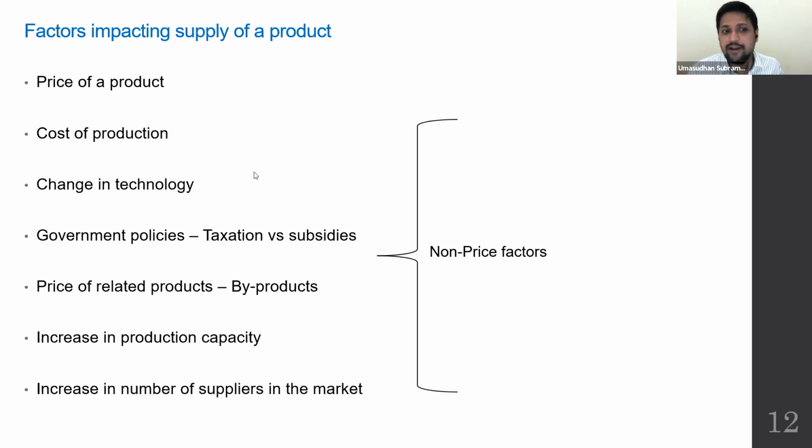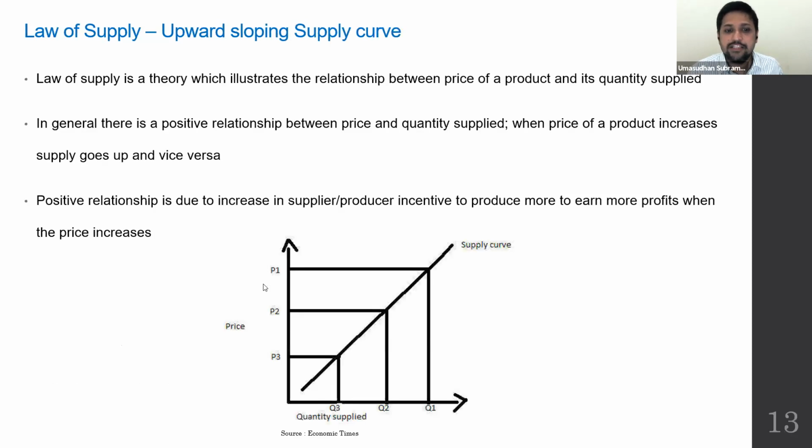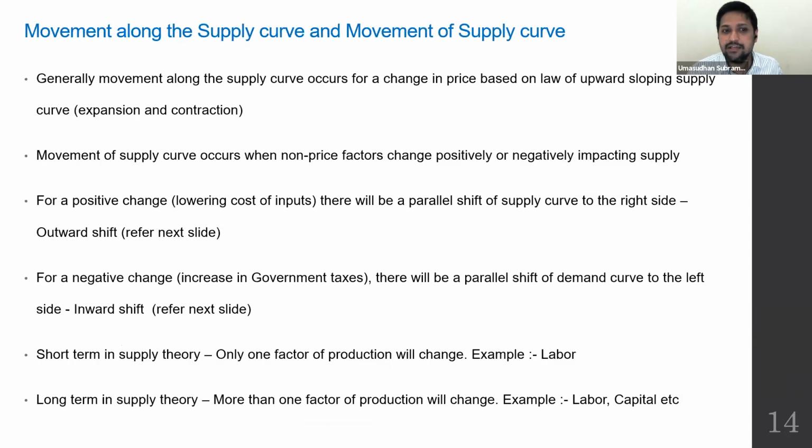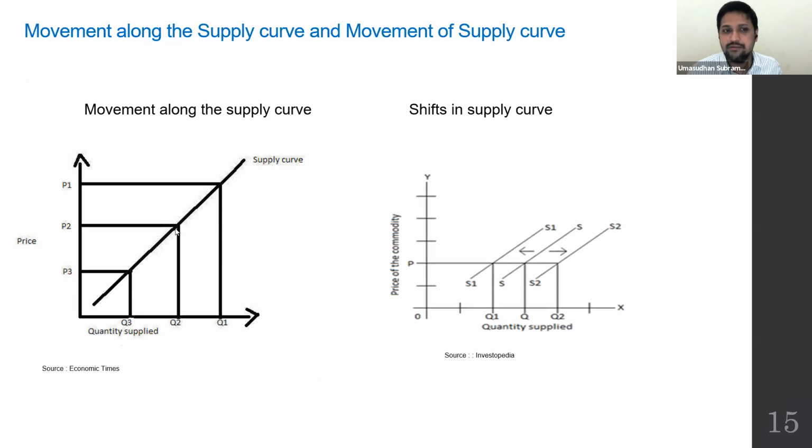If price is changing, there will be changes along the supply curve. Again, we are talking about movement along the supply curve, and then we are going to talk about changes in the supply curve. So what happens when the price increases? Supply increases. Price decreases, supply decreases. This is the positive relationship between price and supply.